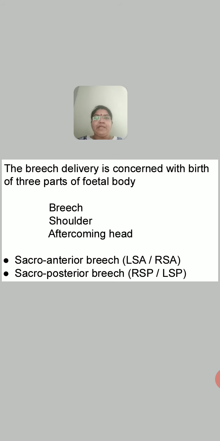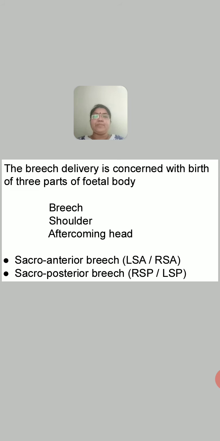Breech delivery is concerned with the birth of three parts of the fetal body. We have discussed in normal labor that the most difficulty occurs in the delivery of the fetal head. The maximum pain is required for the birth of the fetal head. Once the head is delivered, the rest of the body comes out very easily. But it is not so in breech presentation.